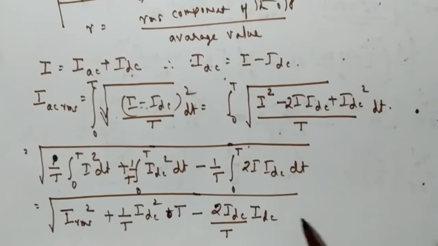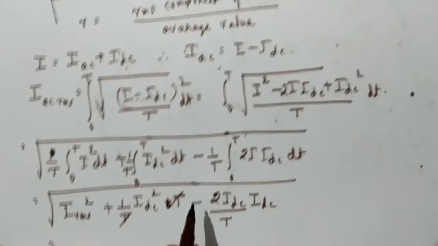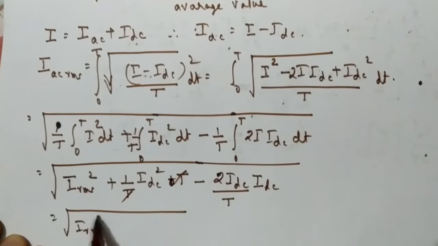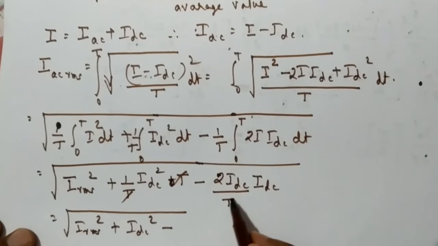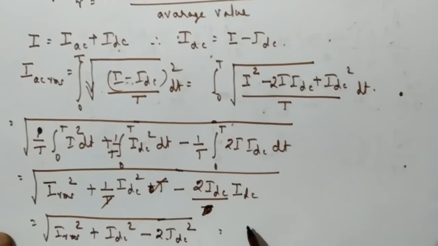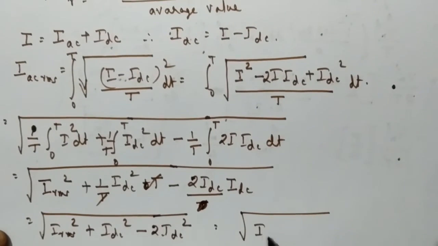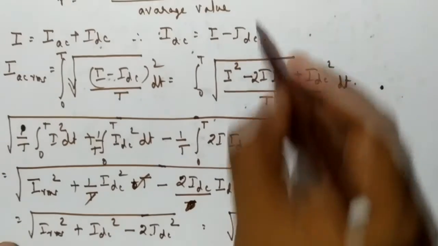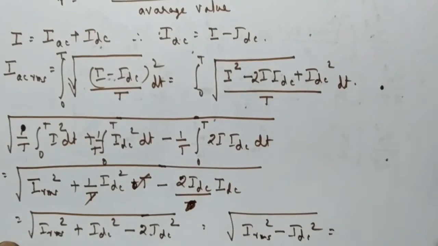So it is I DC. Now this is equal to, so here T by T gets cancelled. This is under the root I RMS square plus I DC square minus, here there is no T, minus 2 I DC square. So this is equal to square root of I RMS square minus I DC square. So what is this? This is nothing but the RMS value or RMS component of the output.